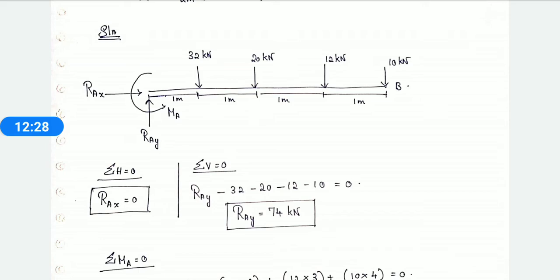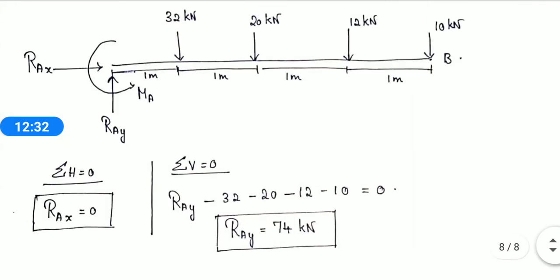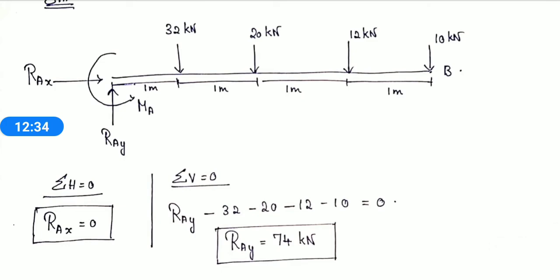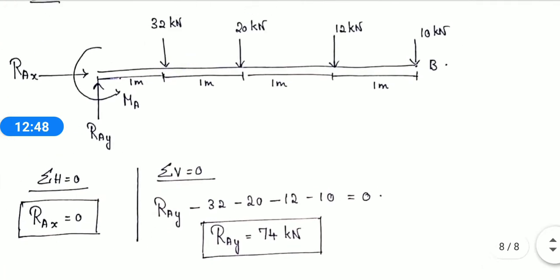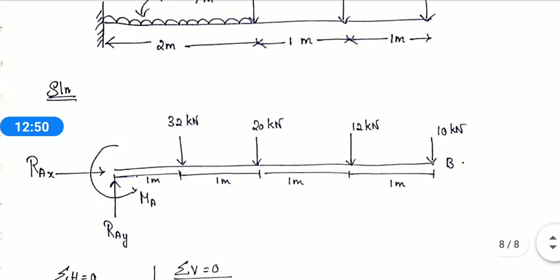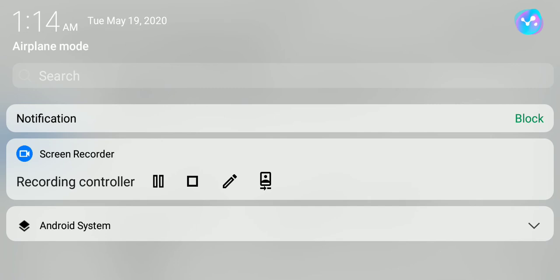When you do for vertical forces, RAY is in positive direction and all the remaining vertical forces are in negative direction. So when you do that, RAY will be equal to 74 kilonewton. Only the unknown factor is your moment now. How to calculate your moment value? We can directly take your moment calculation. Here we had taken at the A point, you can take at any point. I will define you now.